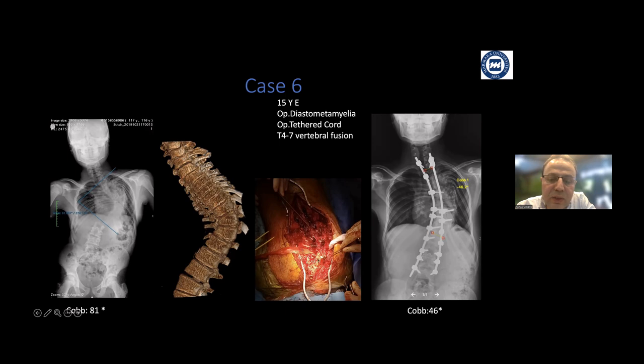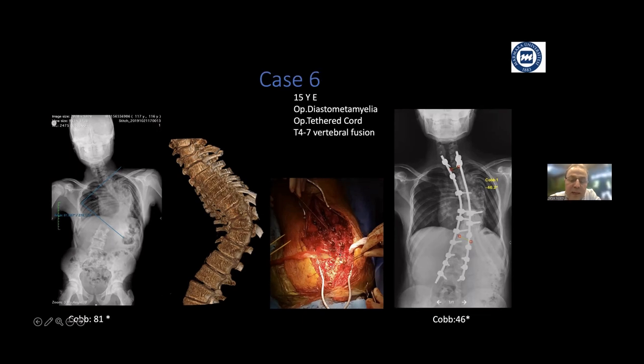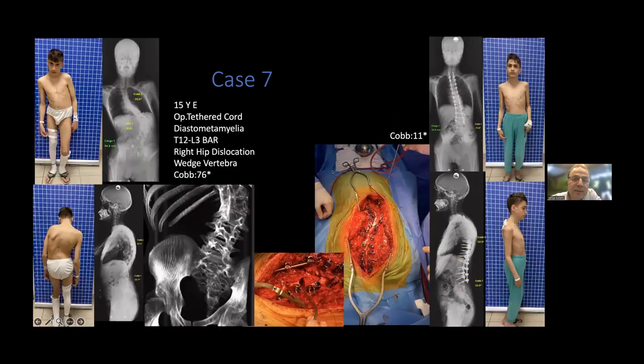And there is again the operation area. This is the wedge vertebra area, and this is the fused vertebra area. And this is case 7.